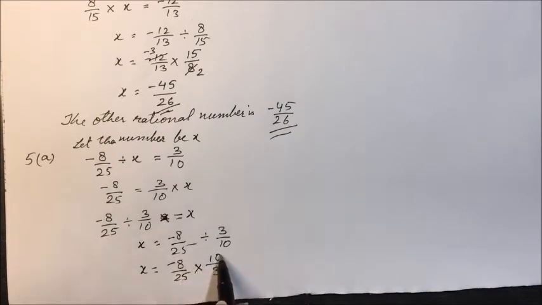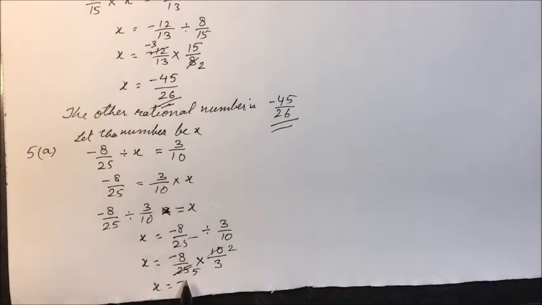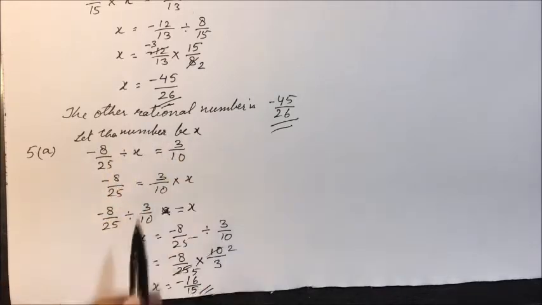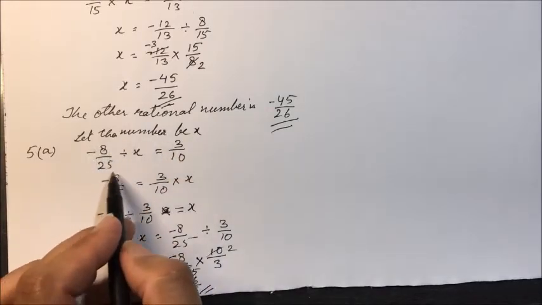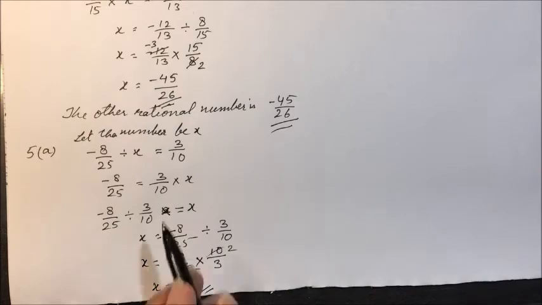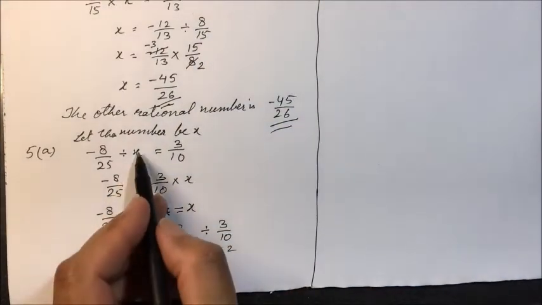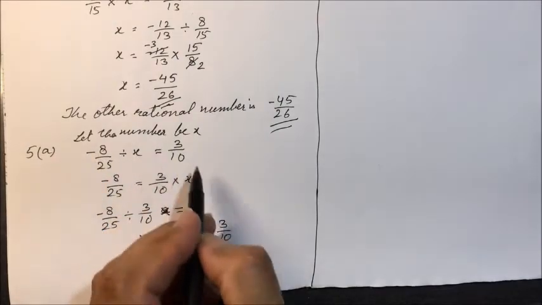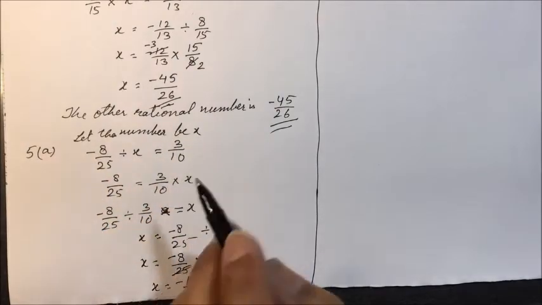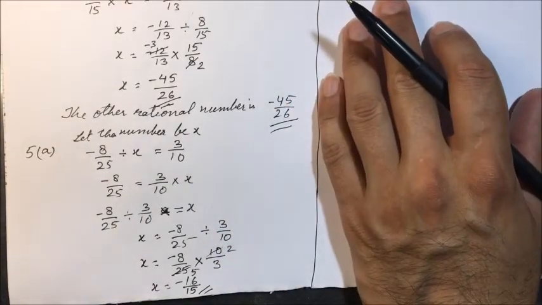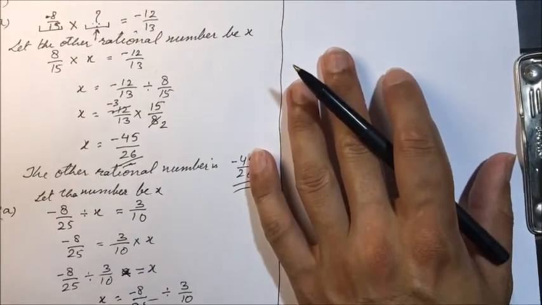So 5 2s are 10, 5 5s are 25. x equal to minus 16 upon 15. This is the result, so that number will be this. When we divide minus 8 upon 25 by minus 16 upon 15, the result will be 3 upon 10. You can check as well by putting this number here and solving it. You will get 3 upon 10. Now B part, do it yourself. I will be solving C part.